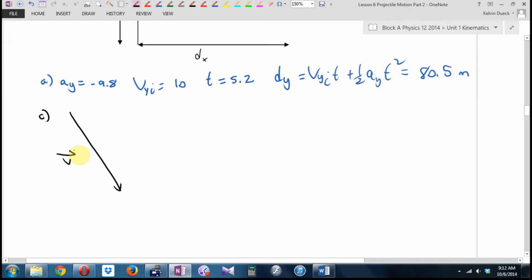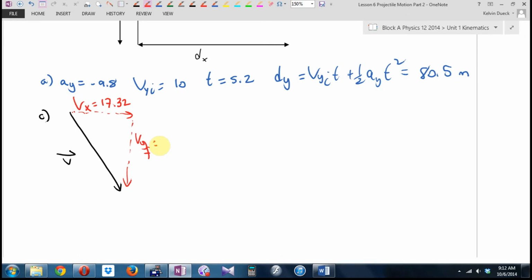Do you notice what I drew is at a slanty angle? Any thoughts on what I should do now? Components, where this is Vx, which I know, 17.32. And this is Vy final, which I don't know. This is just like the question we did a few minutes ago. Yep. As far as I'm concerned, anytime I can ask you to find a slanty velocity, if you know the time, you're good to go. And they did give us the time at impact, 5.2 seconds.